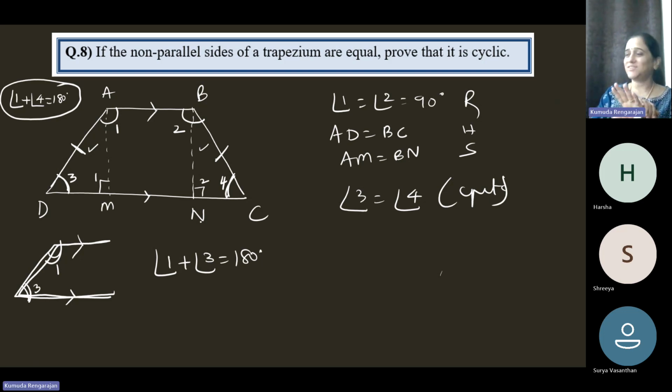Okay. Angle 3 is equal to angle 4, CPCT. Since angle 3 is equal to angle 4. That's all. Angle 3 is equal to angle 4, CPCT.